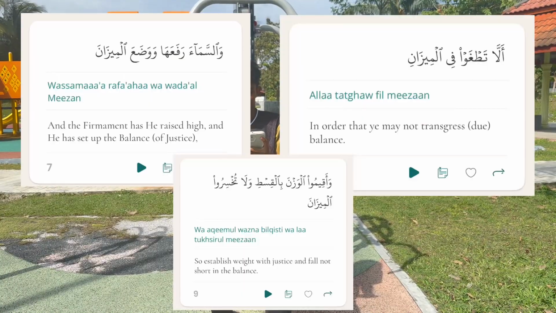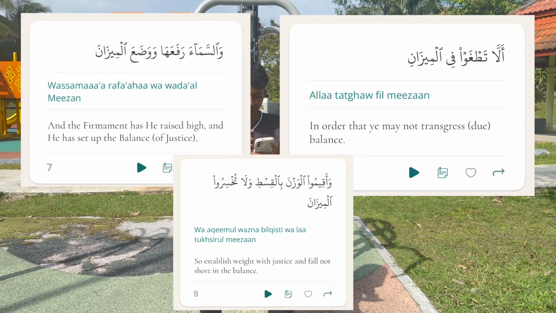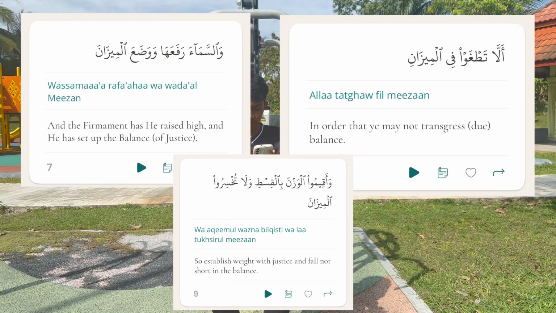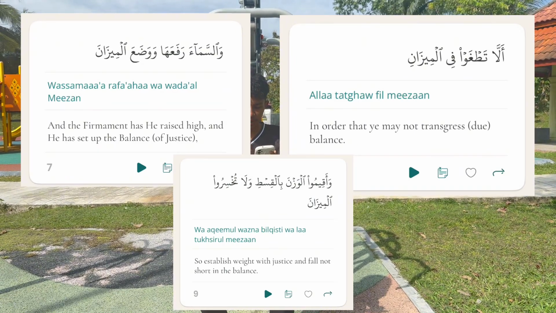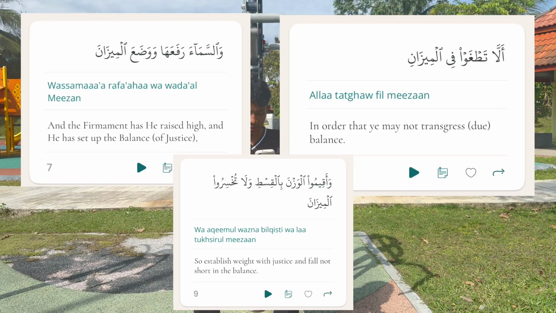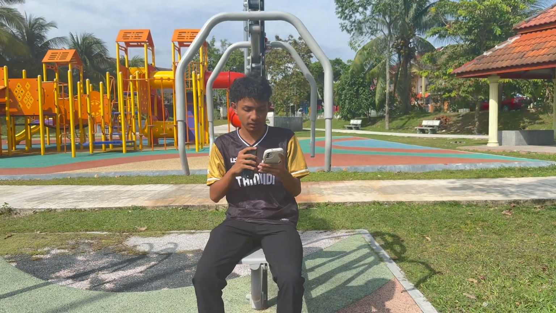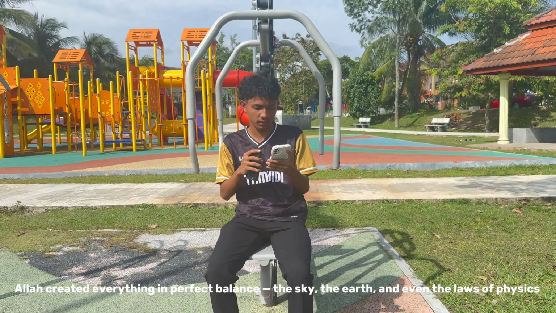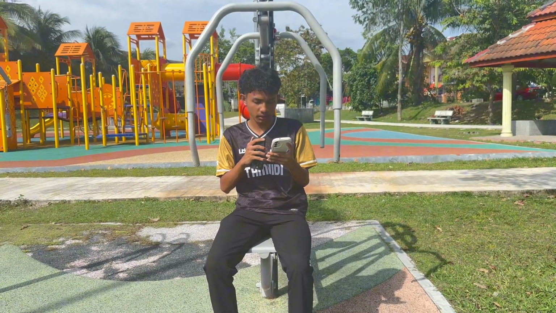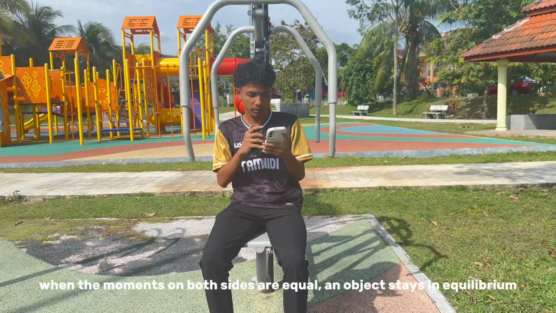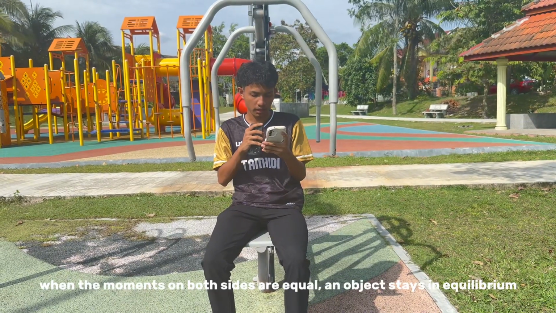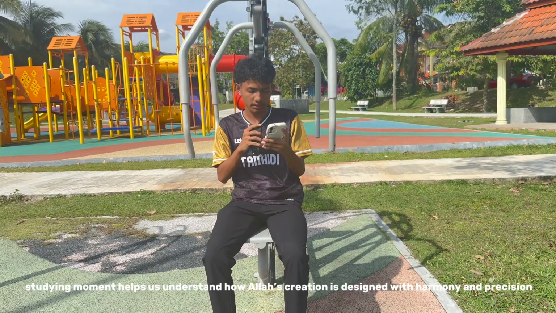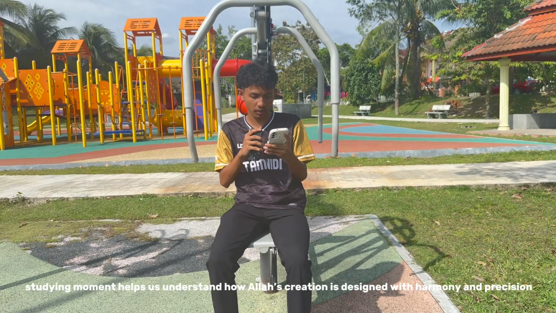There is also a Quranic verse from Surah Ar-Rahman, verses 7 to 9, where Allah says, "And the heaven He raised and imposed the balance, so that you do not transgress within the balance, and establish weight in justice, and do not make deficient the balance." This verse reminds us that Allah created everything in perfect balance: the sky, the earth, and even the laws of physics. In science, the concept of moment also relates to balance. When the moments on both sides are equal, an object stays in equilibrium. So, studying moments helps us understand how our creation is designed with harmony and precision.